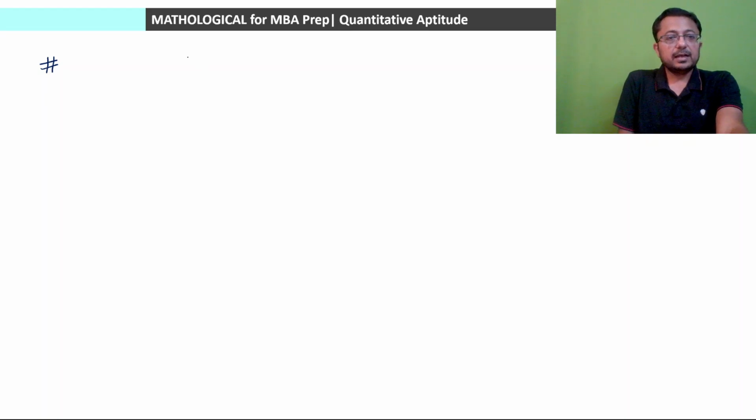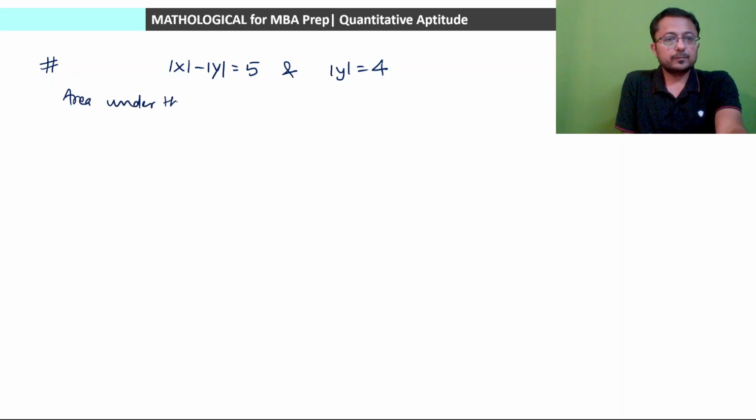Next one is if you have simple equations mod of x minus mod of y is equal to 5, and mod of y is equal to 4, so what will be the area bounded by these regions, area under these curves? Mod of x minus mod of y is equal to 5, and mod of y is equal to 4, so what will be the area under these curves?